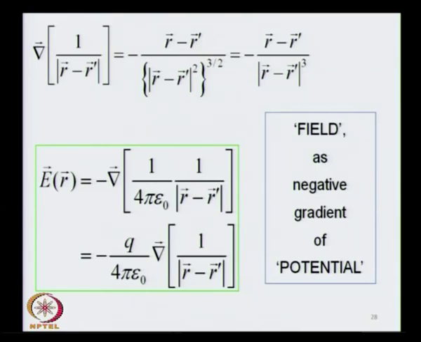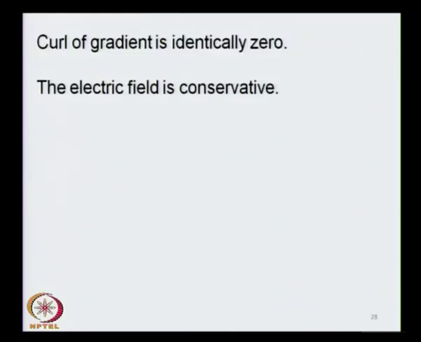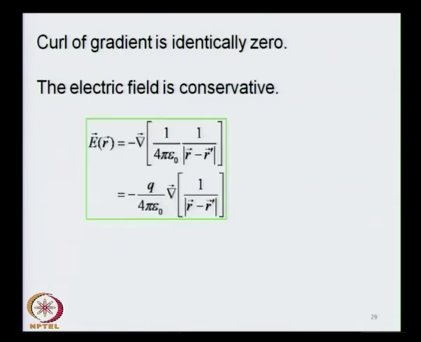So, we have essentially succeeded in writing the field as a negative gradient of potential, and expressed it in Cartesian geometry, Cartesian coordinate frame of reference. One could do so in any other coordinate system with just as much ease. Now, the curl of a gradient is identically 0, the electric field is conservative, because we have expressed the electric field as gradient of a potential and it is irrotational, and therefore, it corresponds to a conservative field. We have discussed these ideas earlier as well.